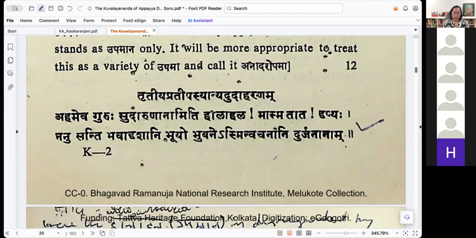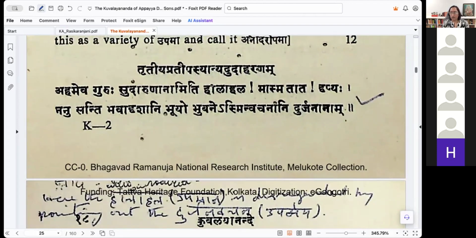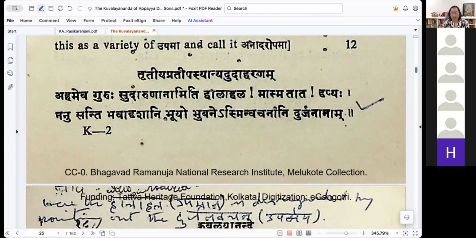Has he given another example for the Tritiya Pratipa? So the second Udaharanam for this third variety: Ahameva Guruhu Sudarunanam iti halahala masmatata dripyaha nanu santi bhavadrishani bhuyo भुवने अस्मिन् वचनानि दुर्जनानां. He addresses the Halahala poison and says अहमेव सुदारुणानां गुरुः, I am the guru, the teacher or the eldest person, Sreshtha, among all those who are very terrible, Sudaruna. सुदारुणानां मध्ये अहमेव गुरुः इति हे तात मास्म दृप्यः. Tata does not directly mean father or child here.